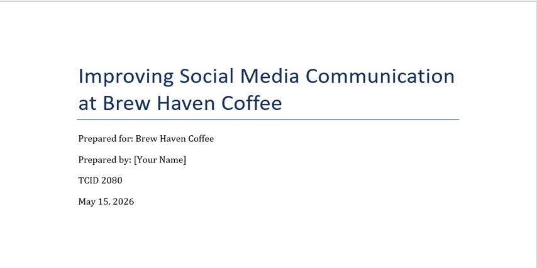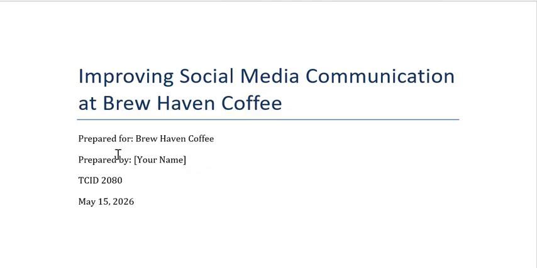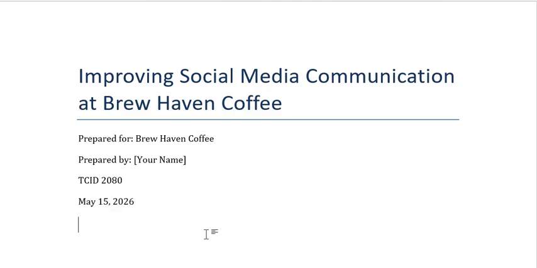Let's take a look at this example recommendation report. The first thing you'll notice is that this is a title page, and this title page contains the very minimum requirements for your title page as indicated on your assignment sheet. And that is that you have a title for your report, title for your document, that you say prepared for your business and prepared by your name, and then TCID 2080 and the date that you turn this in. Obviously, that date's wrong. And that's it.